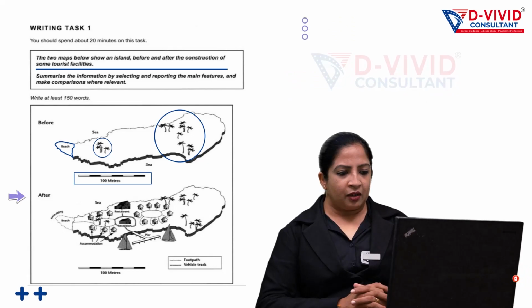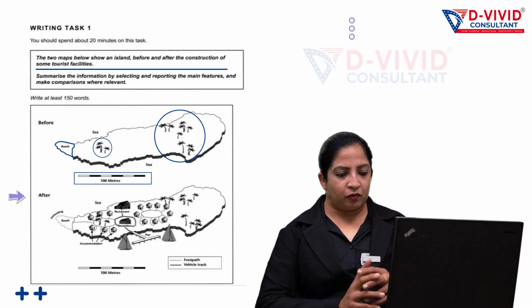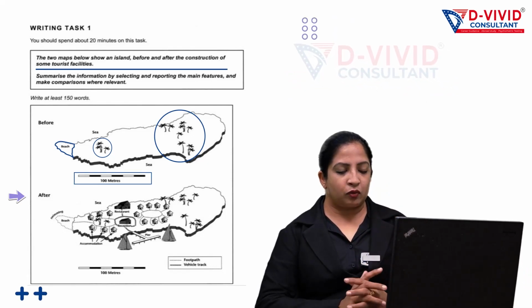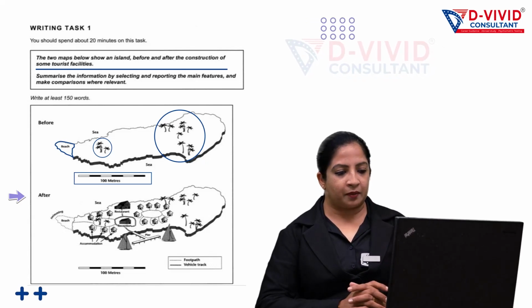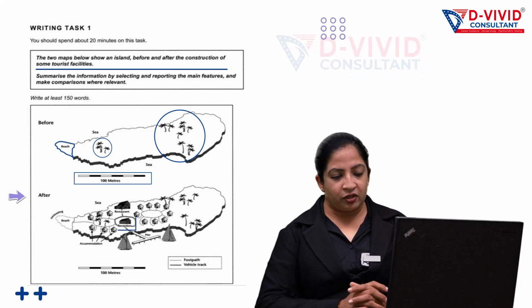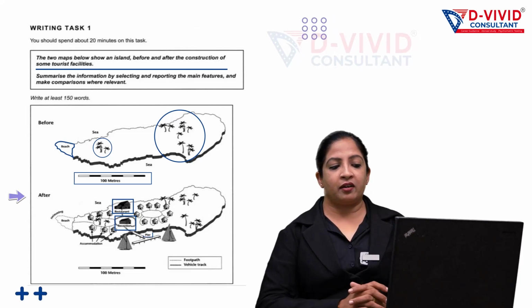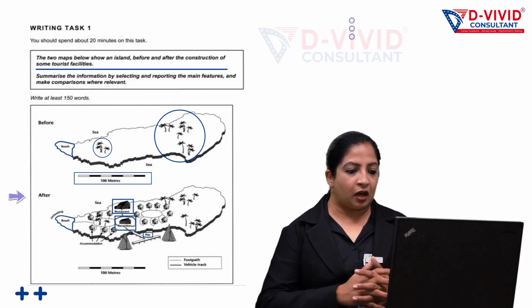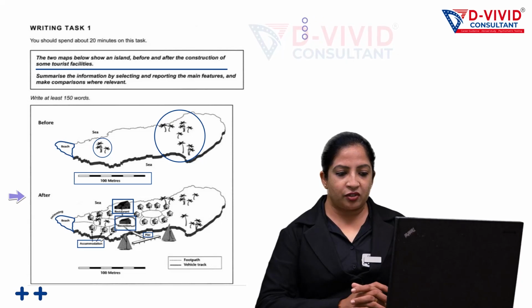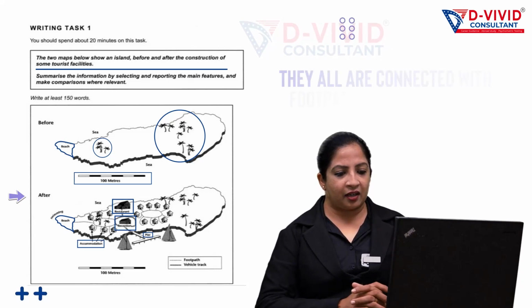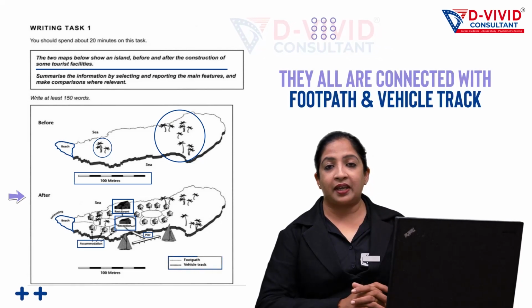The construction is done in almost 100 meters of area, which is shown in the after map. What are we having in that map? What structure has been built? We can see a reception, a restaurant, a pier, a beach which is unchanged, and an accommodation area, and they all are connected with a footpath and a vehicle track.